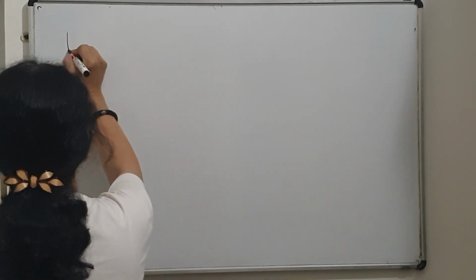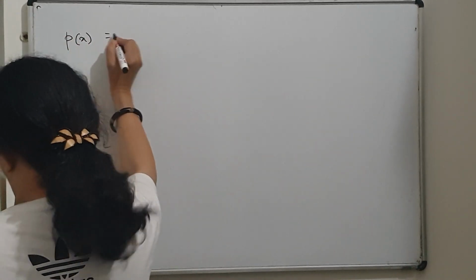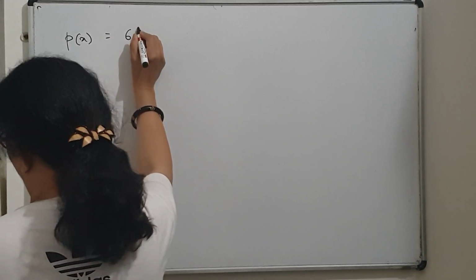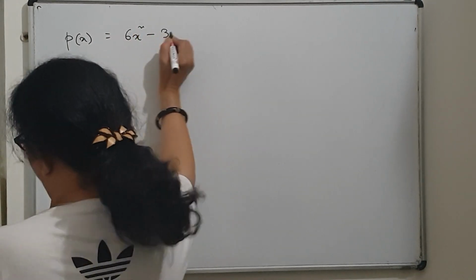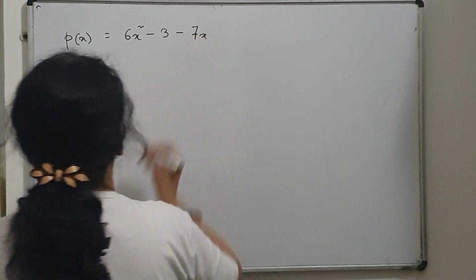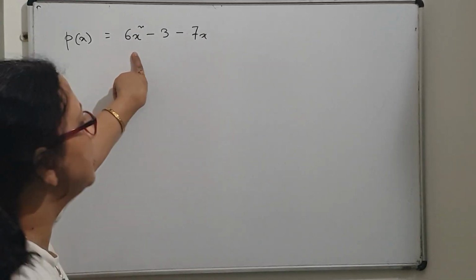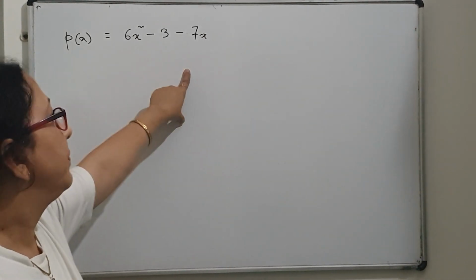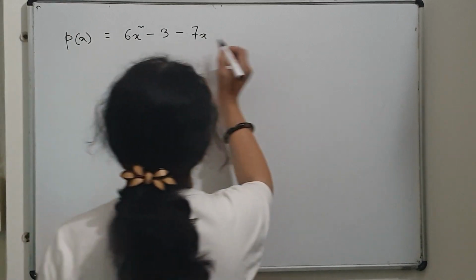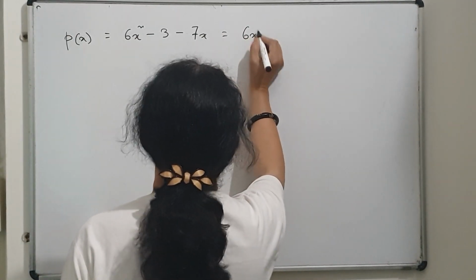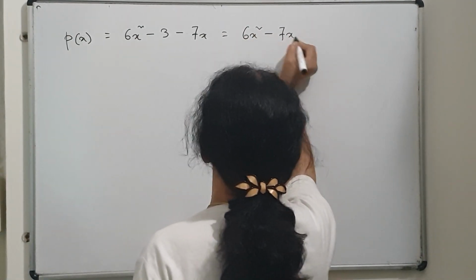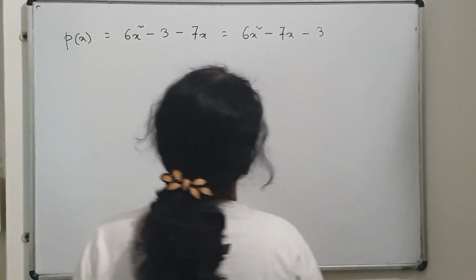Say a polynomial is given: 6x square minus 3 minus 7x. You have to find the zeros and verify the relationship. That is very easy. To find the zeros, you have to factorize it first. So first you write in the proper order: 6x square minus 7x minus 3.